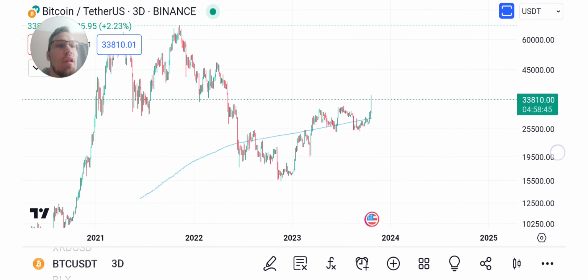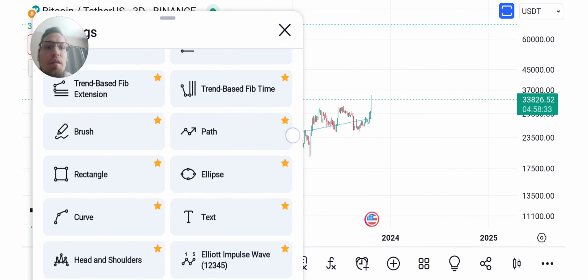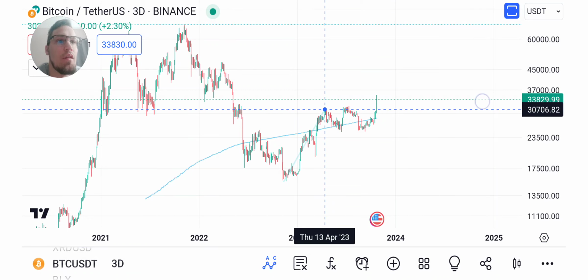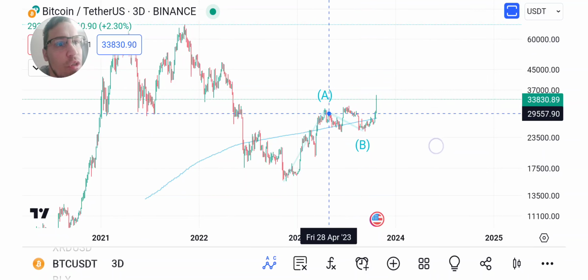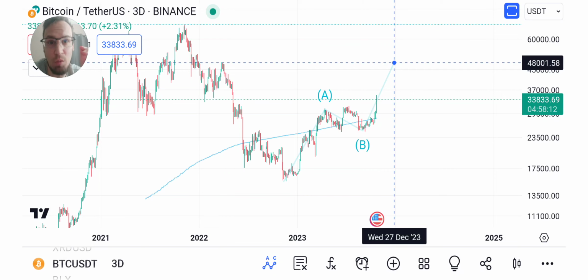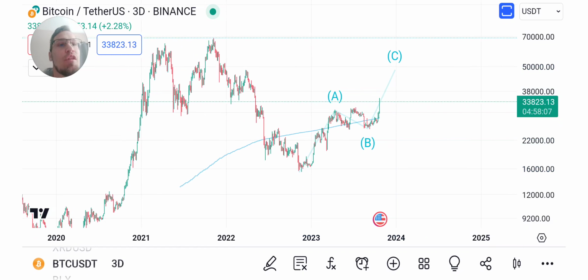Take everything off, and I'll show you right here that this is A, B, and now we need C. So C should be proportional with A, right? If this is an ABC, it's not finished to the upside. If it's an impulse wave, it's definitely not finished to the upside. So that's why I'm like, I don't know. I think we still have more gas in the tank. I think we do. That doesn't mean we're not going to get corrections and pullbacks along the way.